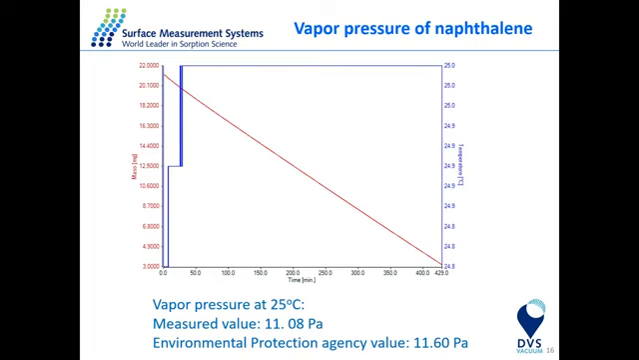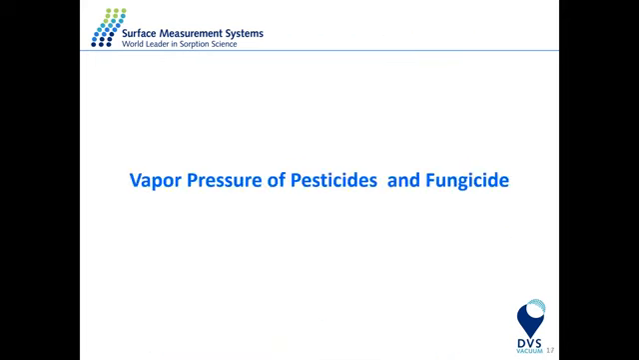Now I move to some examples. Let's say the vapor pressure of naphthalene. You might be familiar with naphthalene. You always used to have it to keep the clothes fresh. Basically, the vapor pressure at 25 degrees, with a nice linear evaporation rate, is about 11.8 Pascal, and the protection agency reports 11.6 Pascal. So it's very good agreement.